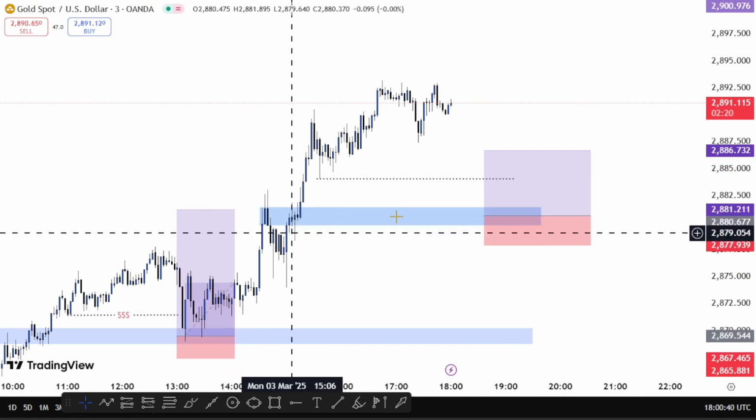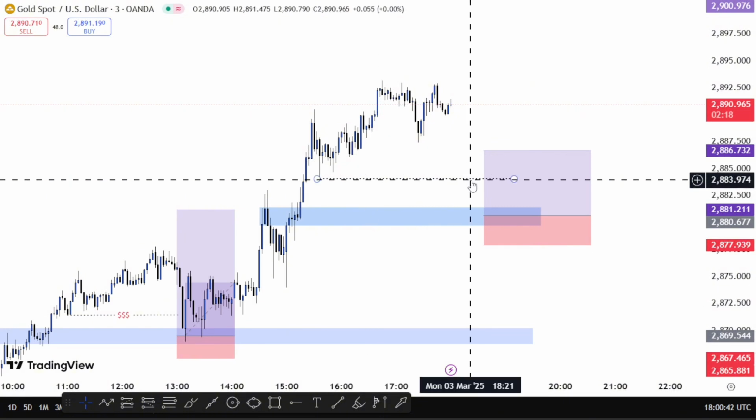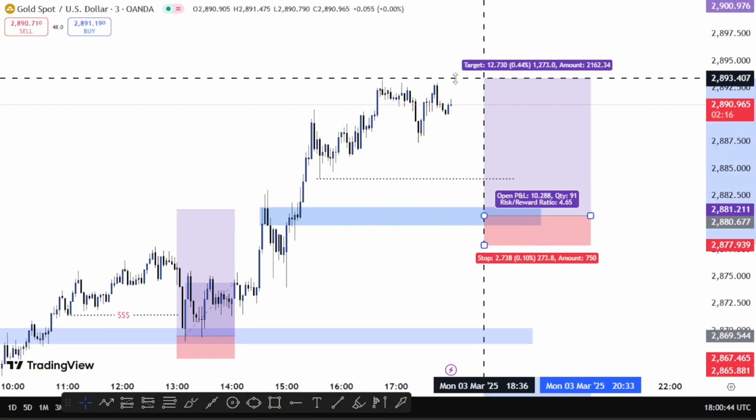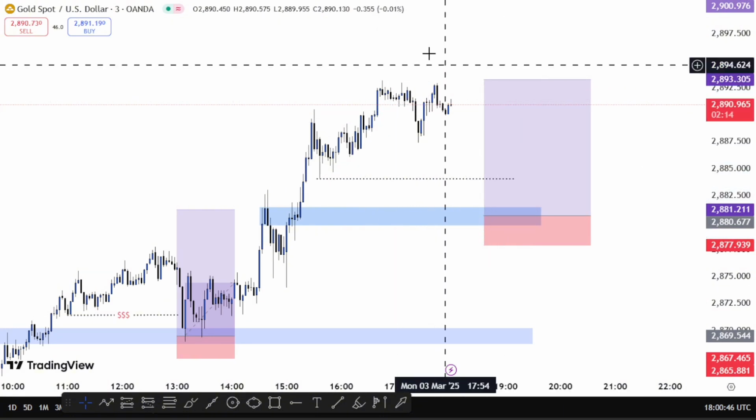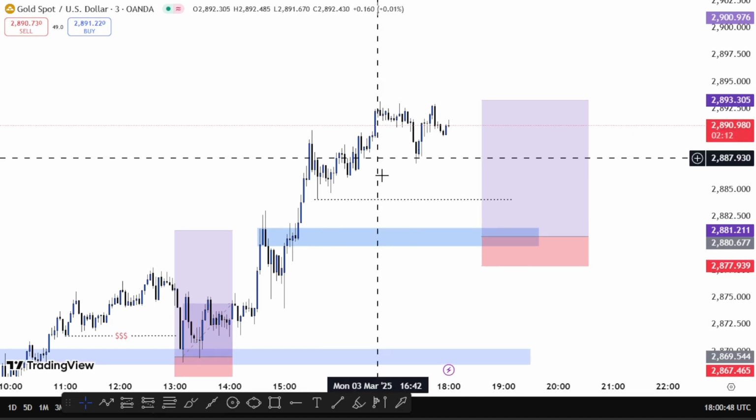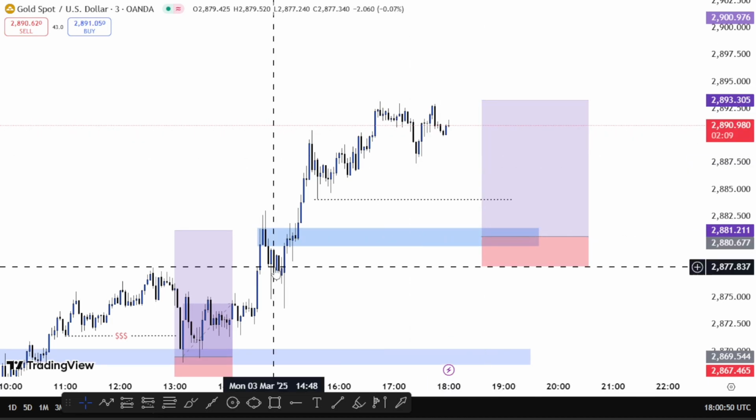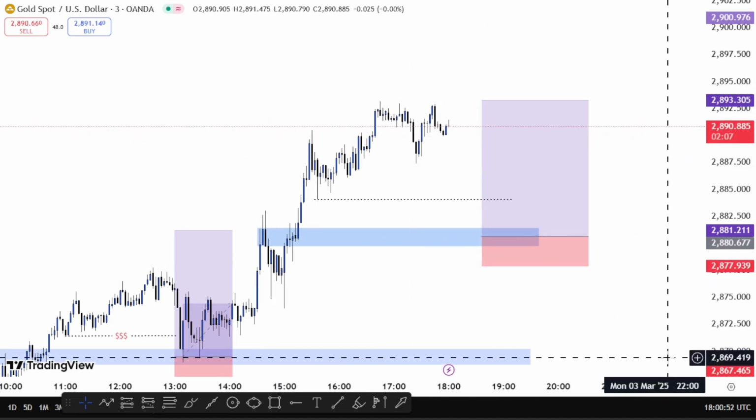This is where the breaker block is. Here is the liquidity pool, and here is going to be my target. I don't know, the market might break further and give me all the setups, but for now this is what I'm looking at. So right now, let's go back to the chart. Let me explain and give you this strategy from beginning to end.